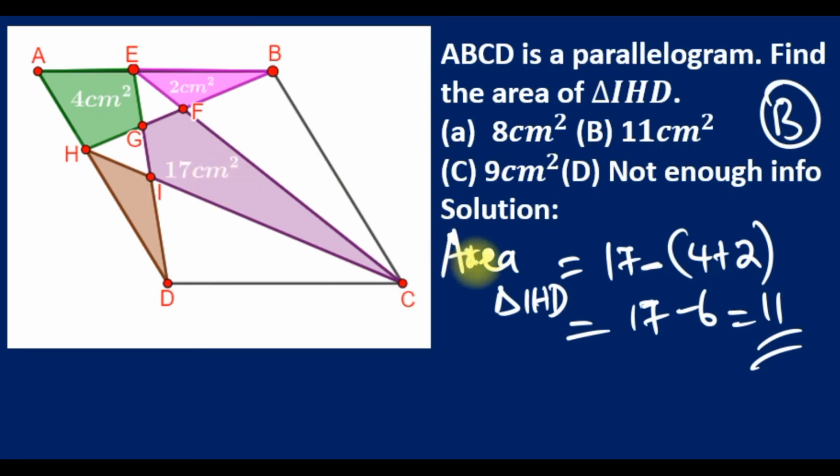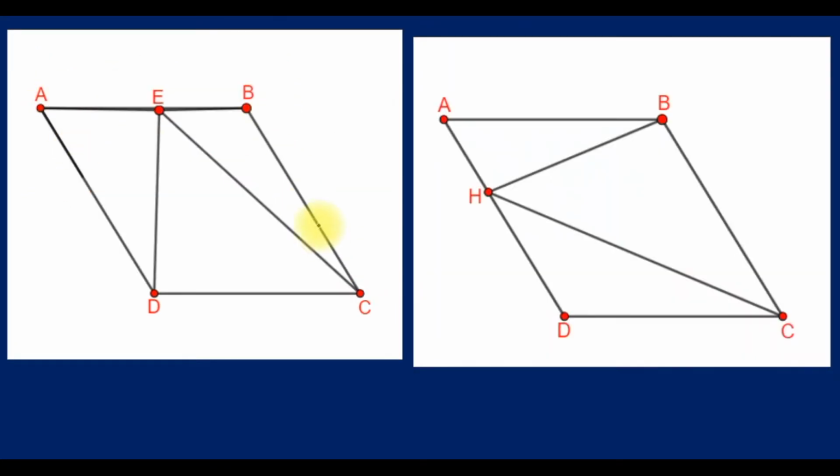Okay. The solution is too fast. Okay, let me just analyze why that answer is like that. We are given a parallelogram, meaning opposite sides are equal or congruent. This and this are the same because the area, if you remember, the area of a parallelogram is base times height.